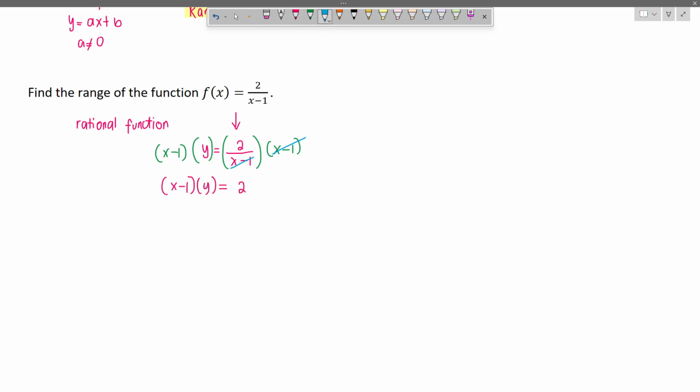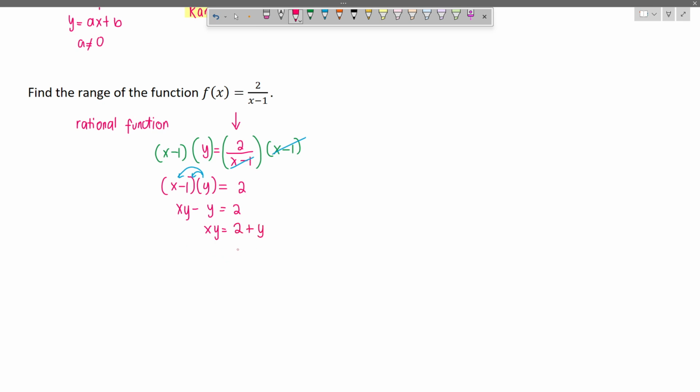Then from here, we need to expand this. So distribute y, x times y, xy minus y equals 2. And then from here, we need to isolate all the terms with x on one side. So this one goes to the other side. So that's going to be 2 plus y.